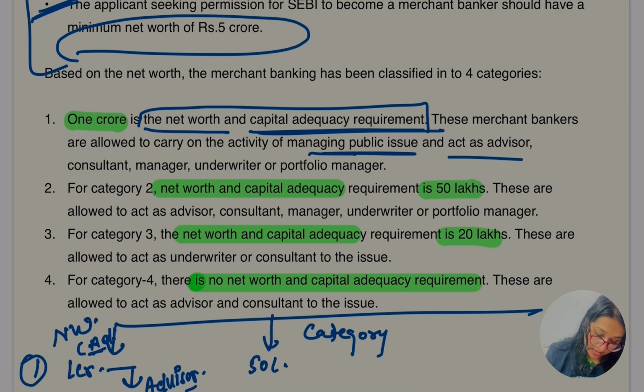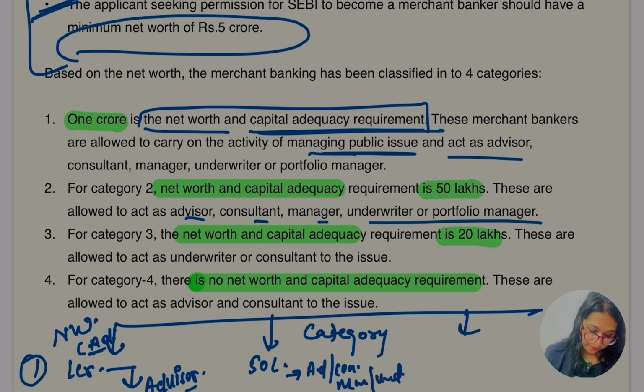How much is it? It's 50 lakh. These people are allowed to act as advisor, consultant, manager, underwriter or portfolio manager. With that they can do advisor, consultant, manager and underwriter or the portfolio manager. The third category was of 20 lakh.